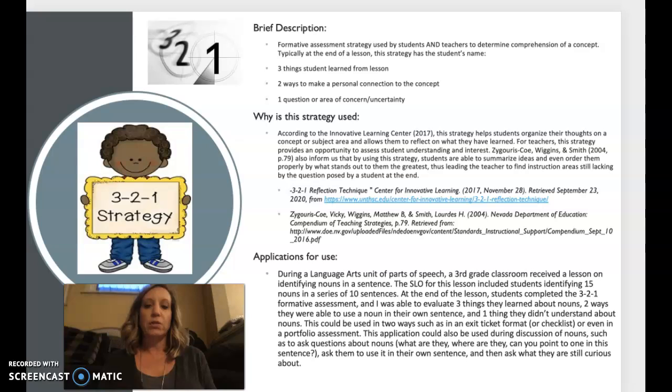This application is great to use in discussion during class. You could use it as an exit ticket at the end of a lesson. You could also incorporate it into a portfolio formative assessment that is done at the end of a lesson that you could also share with parents.